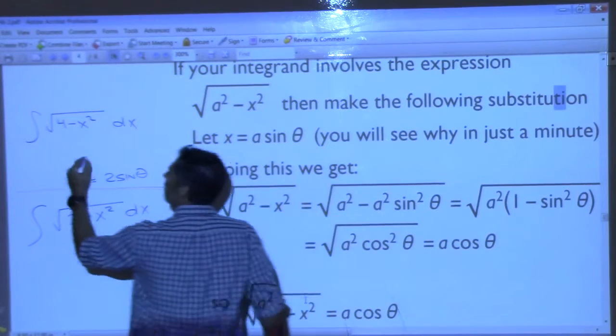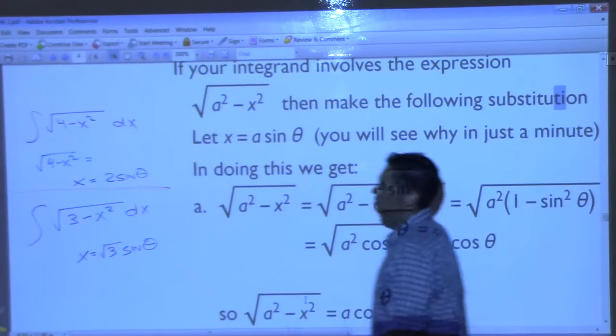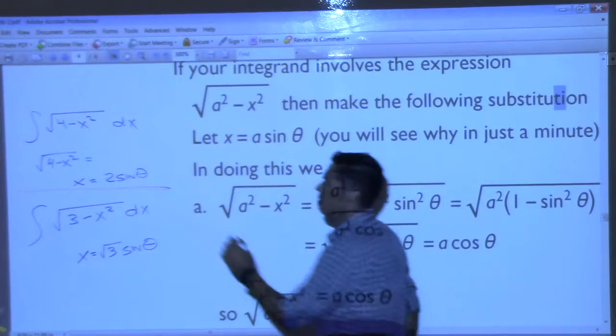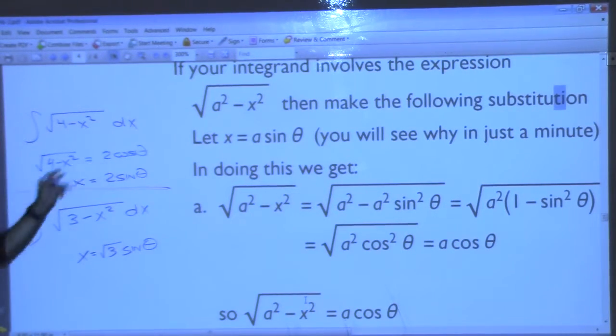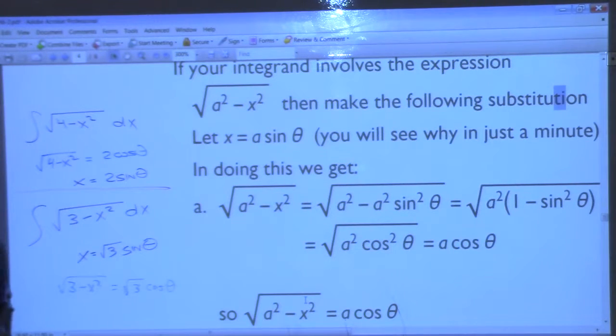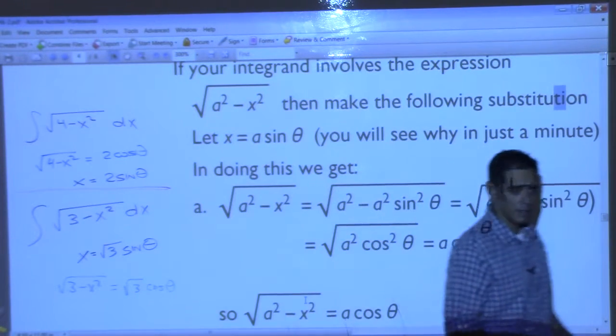Tell me, this square root of 4 minus x squared is going to turn into what? 4 cosine theta? Not quite 4 cosine theta. 2 cosine theta. This will be 2 cosine theta. What would that root part turn into here? Root 3 cosine theta. Okay? Every single time, if you make that substitution, then the radical part simplifies very nicely, doesn't it?